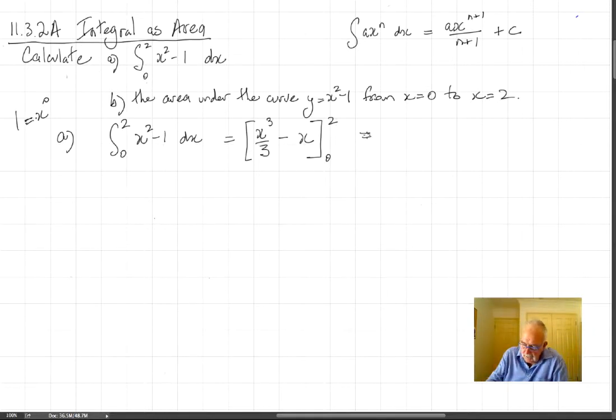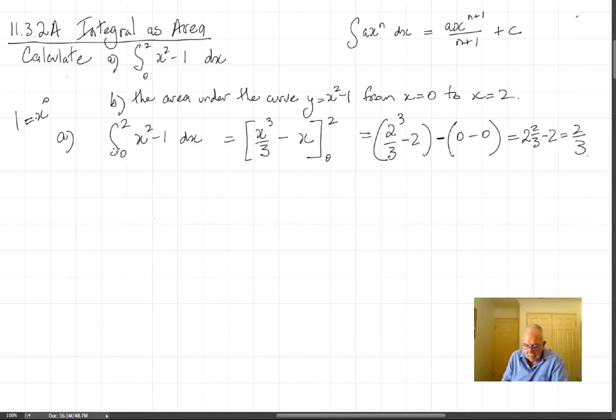Now it's a matter of substituting in the upper bound first, which is 2. So that'll be 2 cubed on 3 minus 2. Put brackets around that, always subtract, and then we put in the lower bound. So that'll be 0 minus 0. 0 cubed over 3 is just 0. And when we work that out, that's 2 to the power of 3, 8 on 3, which is 2 and 2/3. 2 and 2/3 minus 2 is simply 2/3. So that's the integral from 0 to 2 of x squared minus 1 dx.